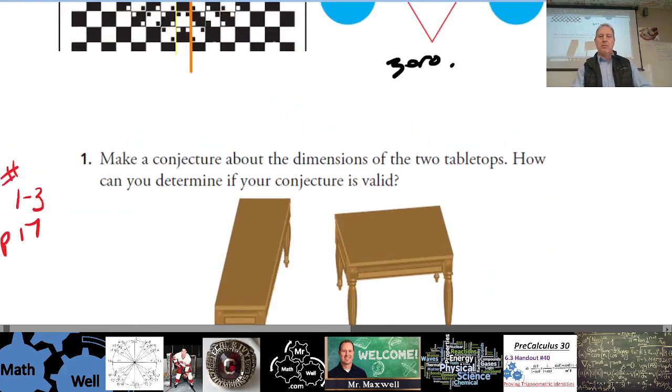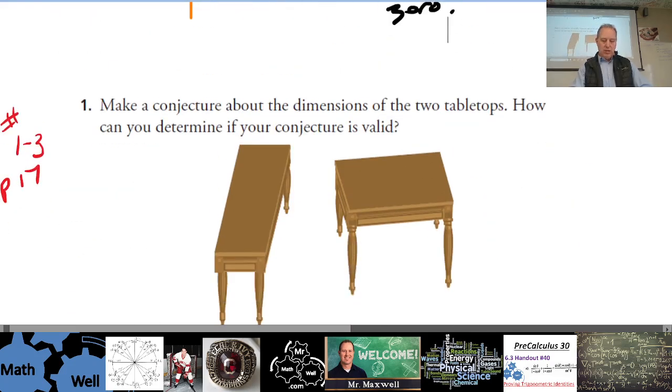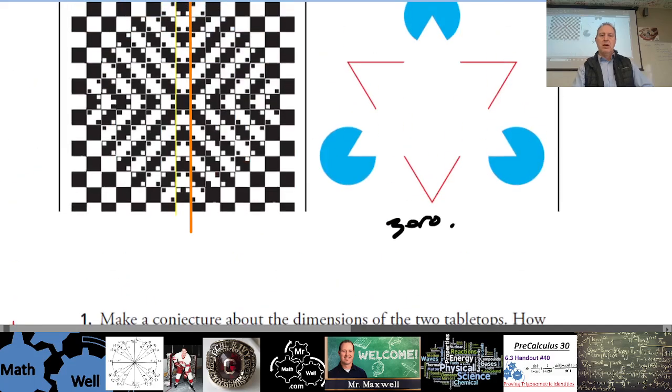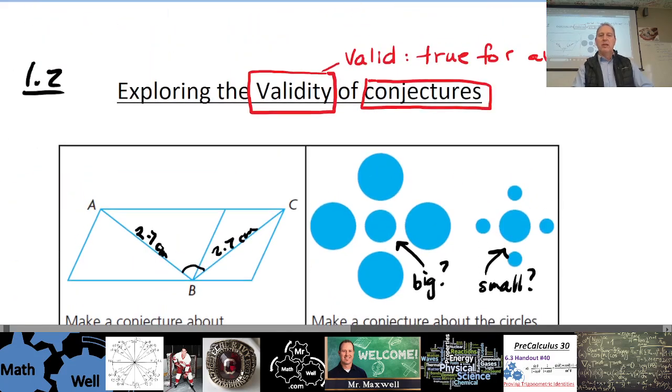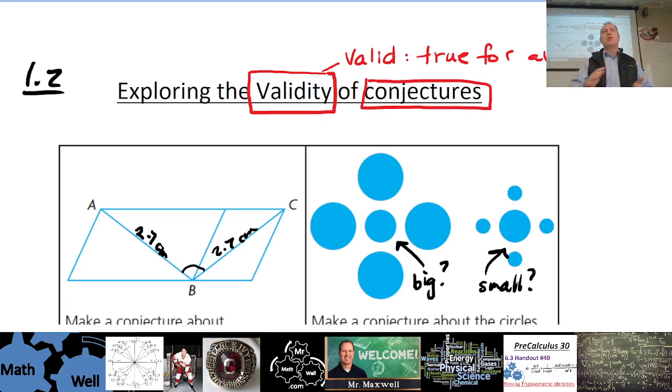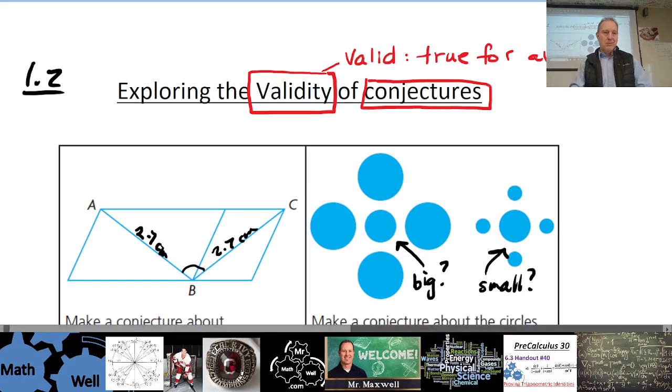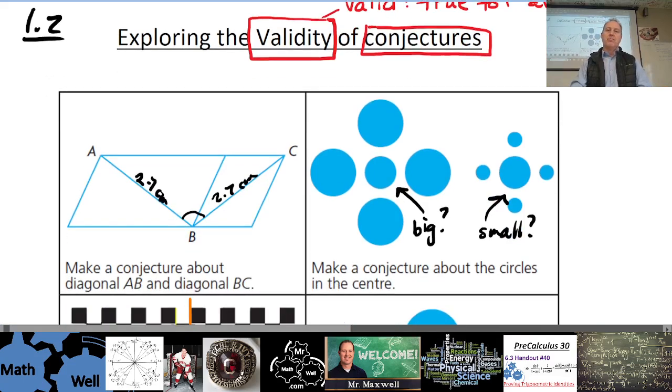And number 3, which I don't have up on the screen here, talks about 2 septagons or heptagons, 7-sided figures. So that's just a brief introduction to 1.2, exploring the validity of conjectures. Right now we are not talking about mathematical proofs yet. We're just talking about finding a whole bunch of examples to see if this conjecture is valid, or if there are some examples that don't fit. Okay? 1.2. There you go. There's your little mini lesson for 1.2. 1 to 3 is your assignment. See you later.